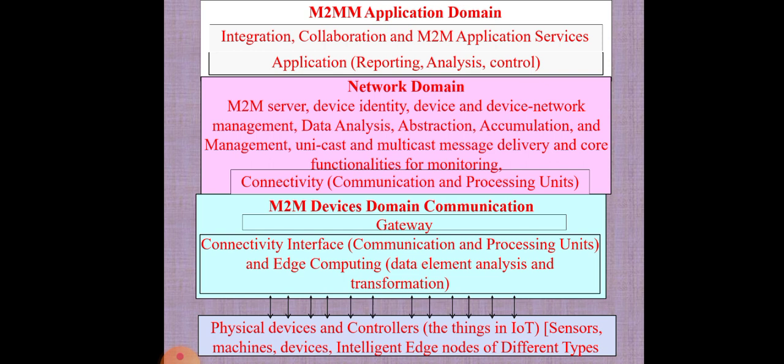Connectivity, I already discussed, does not just act as communication; it is a technology stack that delivers an interactive and fully integrated network across varying environments. M2M device domain communication uses a gateway, connectivity interface, and edge computing, in which we cover data element analysis and transformation. All the domains are connected with the physical devices, controllers, sensors, machines, and intelligent edge nodes of different types. This is a simple architecture.